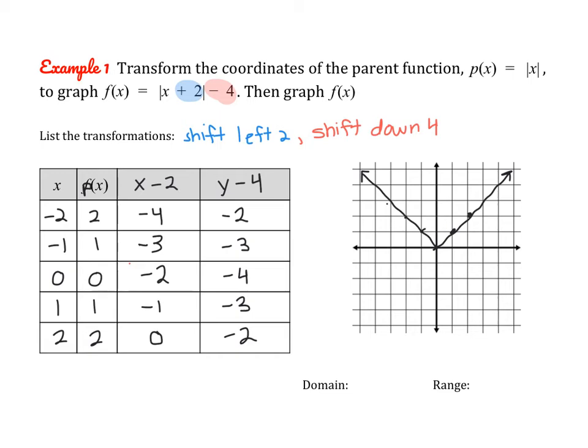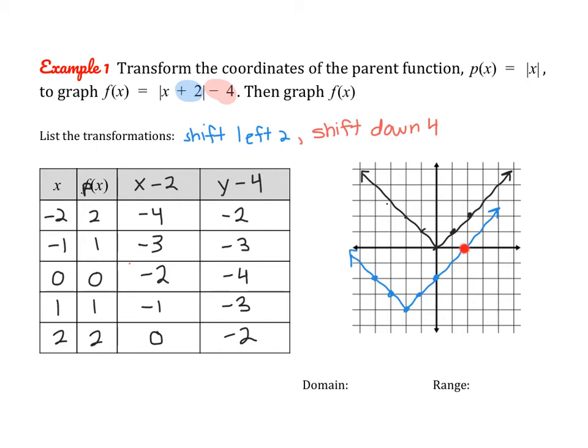So we can plot these 5 coordinates, and I'll plot it using blue. So we have (-4, -2), (-3, -3), (-2, -4), (-1, -3), and (0, -2). And then we can continue the lines on to the left and to the right. So this is what our graph looks like. You can see that if you take the vertex, we have shifted everything left 2 and down 4. So we've achieved the appropriate transformations.